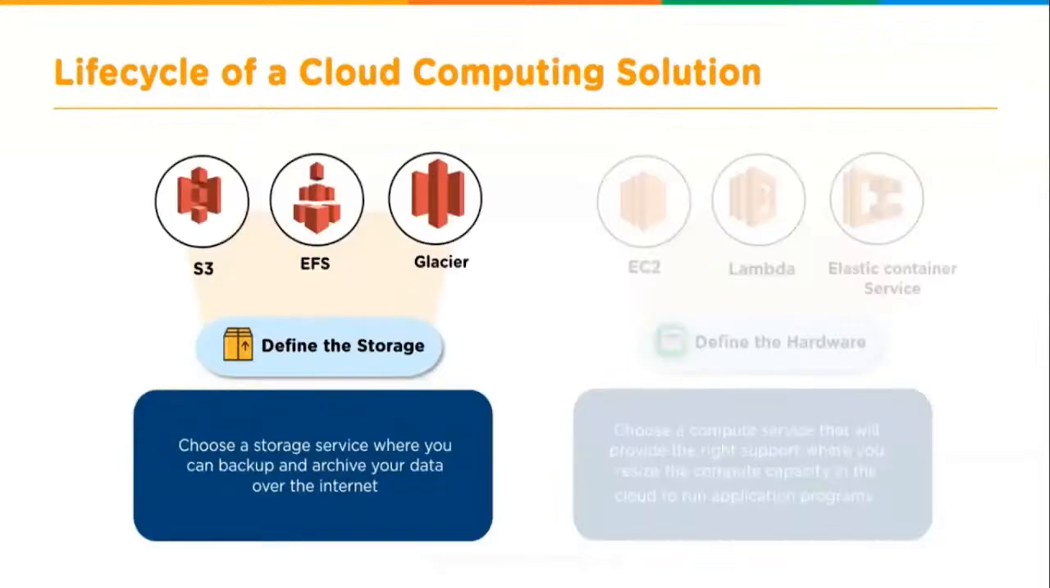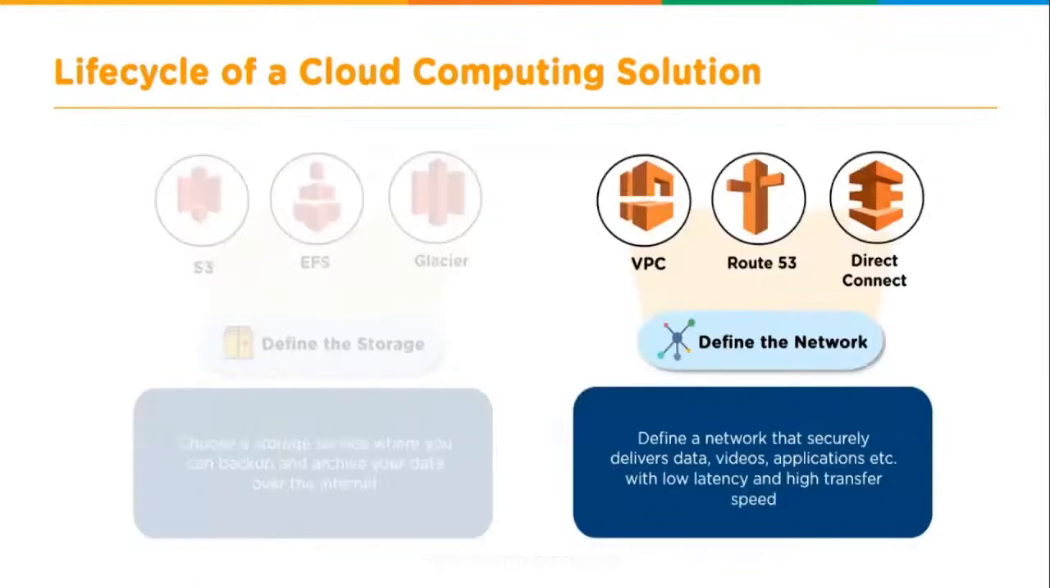The third thing is to define storage. Choose the appropriate storage service where you can back up your data, and a separate storage service where you can archive your data locally within the cloud from the internet. Choose the appropriate storage, the one for backup called S3, and there is one separately for archival also, known as Glacier. Knowing the difference between them really helps in picking the right service for the right kind of need.